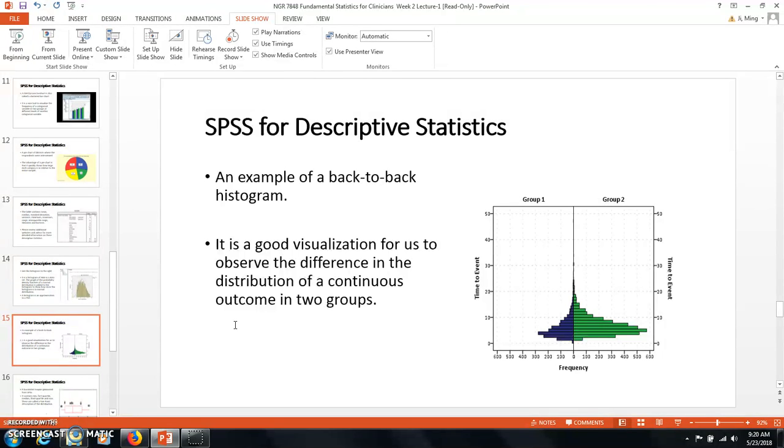And here is a variant of the histogram. It's a back-to-back histogram. You can generate this in SPSS. It gives you a nice way to compare the distribution of the same variable in two different groups.